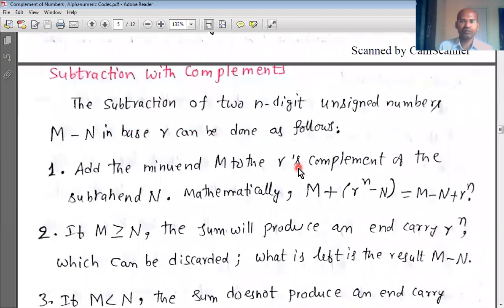So far we have understood the complements: tens complement and nines complement in base 10, 2's complement and 1's complement in base 2, or 16's complement and 15's complement in base 16, like that. So let's see how we use these complements in order to carry out the subtraction. Now let's see how we can use these complements in order to carry out the subtraction.